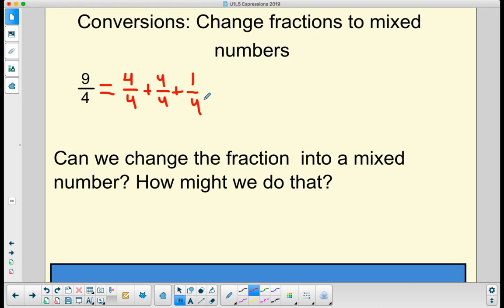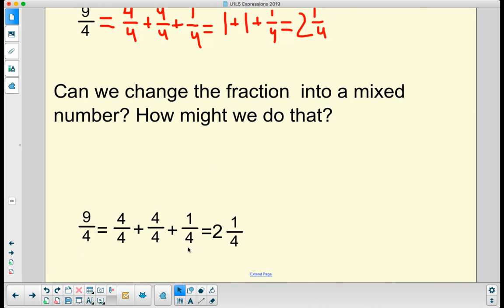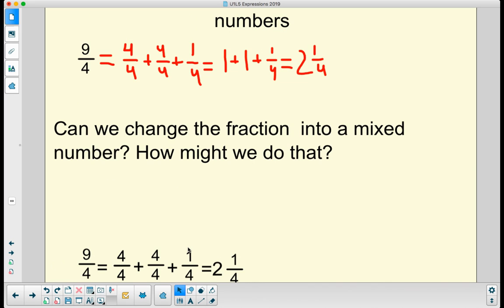And now I can combine 4 fourths is 1 whole, plus 4 fourths is 1 whole, plus I have 1 more fourth. So now making my mixed number, I have 1 whole plus 1 whole is 2 wholes, plus another 1 fourth, it would be 2 and 1 fourth. And there it is showing the exact same thing I did.